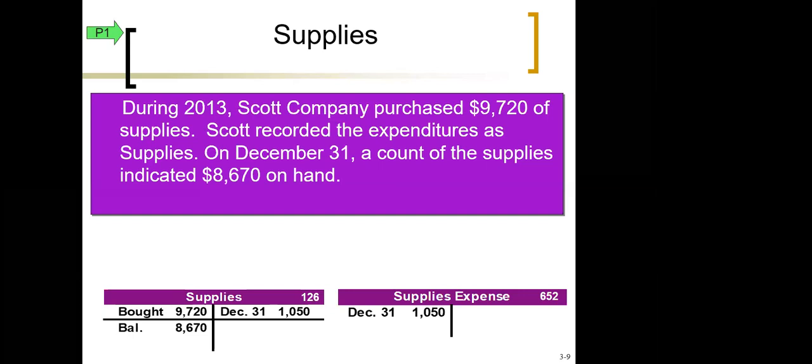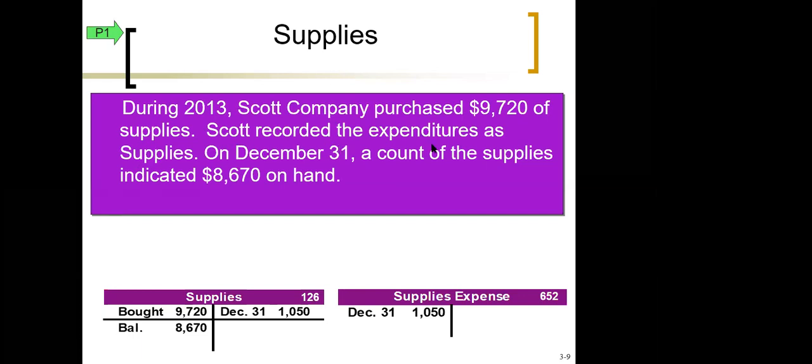You purchased and put it in your closet. That also needs to be counted at year end. So we have to physically count your supplies and see if you still have supplies. So this company purchased 9,720 of supplies during the year. They record the expenditure as supplies. So which means when they use, they are still recording supplies.